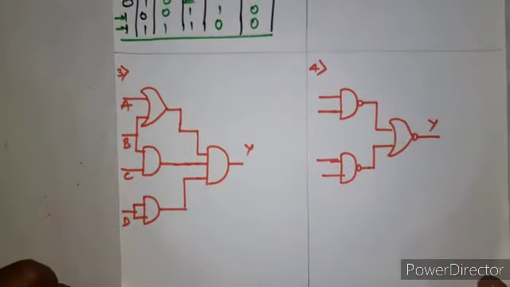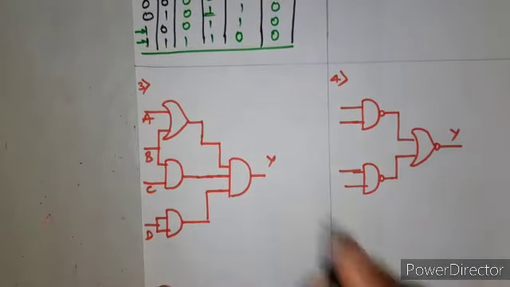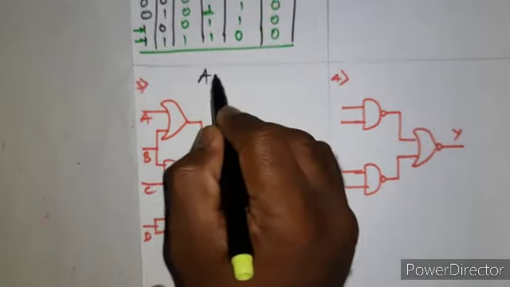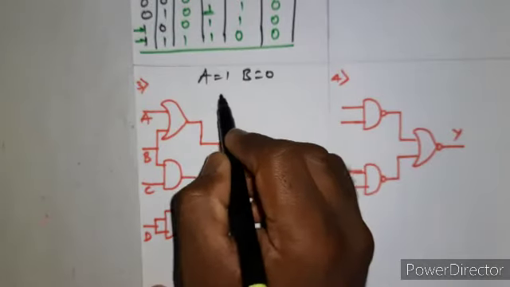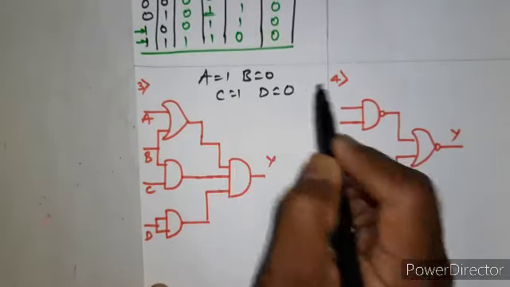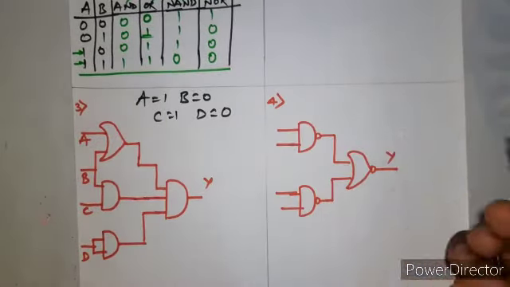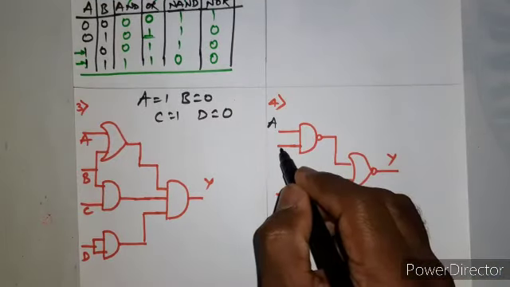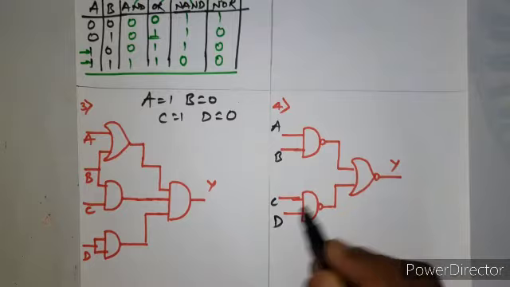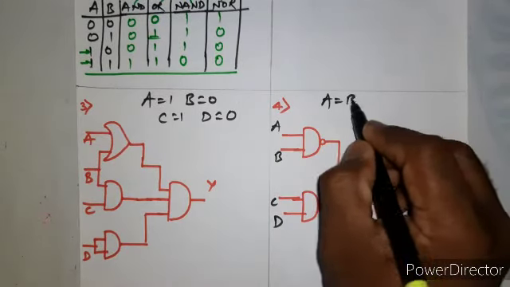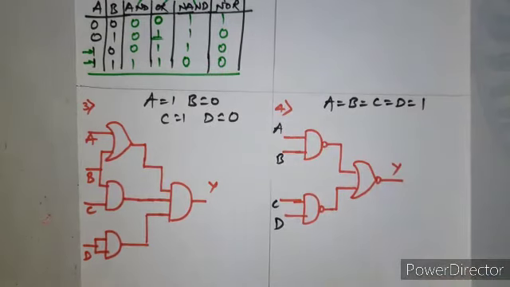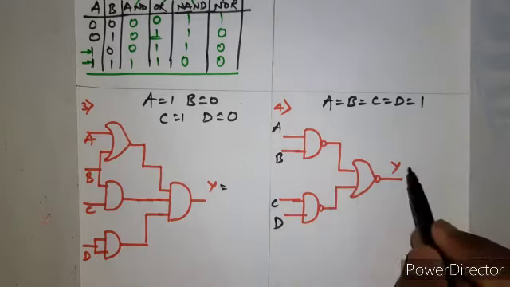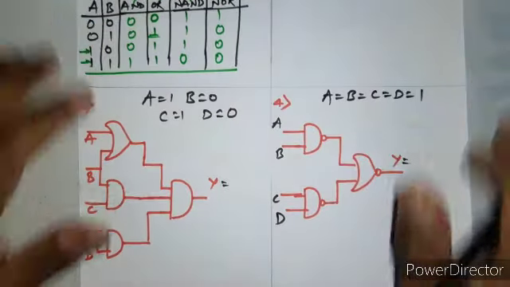Now you yourself can try this. So we have A, B, C and D. We can say A equal to 1, B equal to 0, C equal to 1 and D equal to 0, right? So here also you can apply this A, this B, this C and D. Just find out what is the equation for this y.